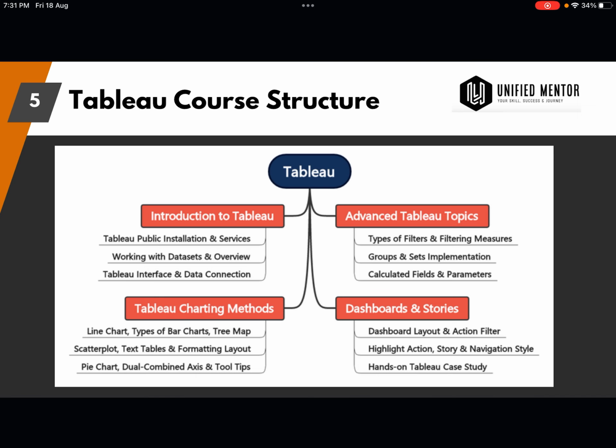Then we'll move to the dashboards and story part, where whatever charts you create, you have to combine in a simpler format and show it to the audience. So that is called dashboards and stories. We'll discuss how to design a dashboard, and how the layout of a dashboard or a story looks, in terms of navigation styles, action filters, and some hands-on Tableau case studies also. Those things we'll study mainly under the Tableau section. So I feel let's move ahead and discuss our next subject.